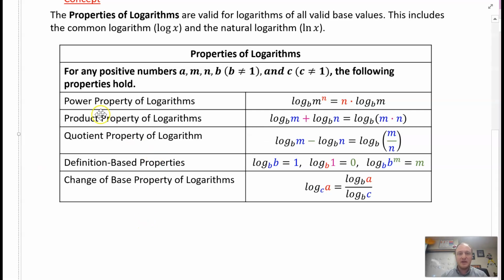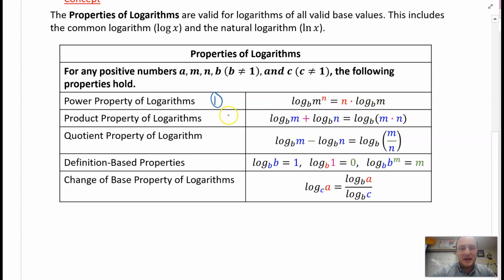We have the power property of logarithms. This one we're generally going to utilize first when we are compacting or solving logarithms. If we have a coefficient, we can move it up into the argument, or vice versa. If you're expanding a logarithm, you can take down an exponent and then put it out in front. And that helps when you're solving logarithms.